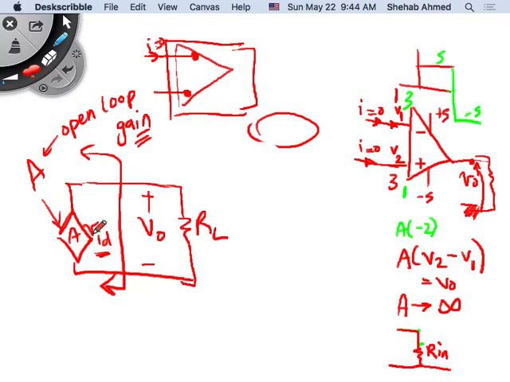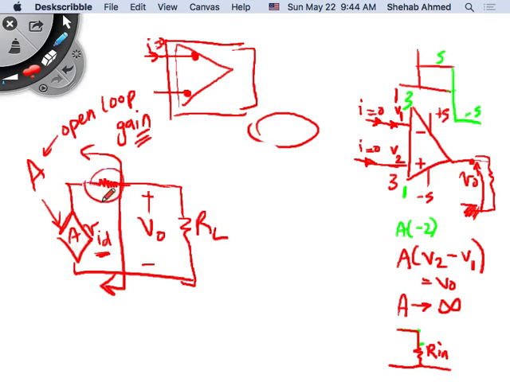So if this is the equivalent circuit of the output, what does this mean? It means I have no resistor here, right? If there's no resistor here, then V output is equal to A, the gain, times the difference between the two inputs, right? If I don't have a resistor here.